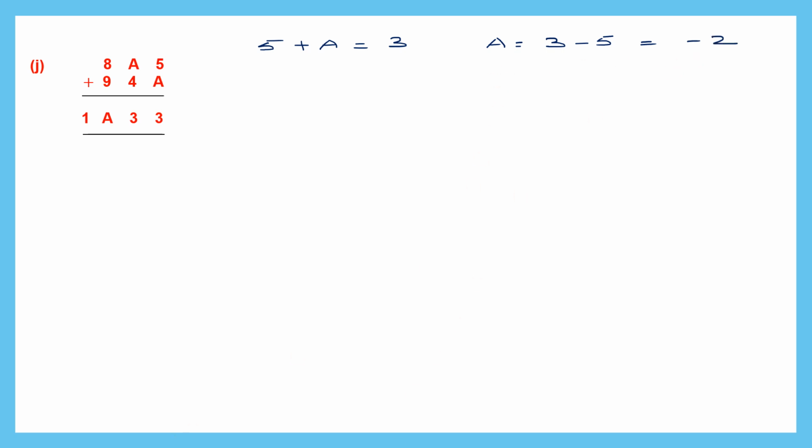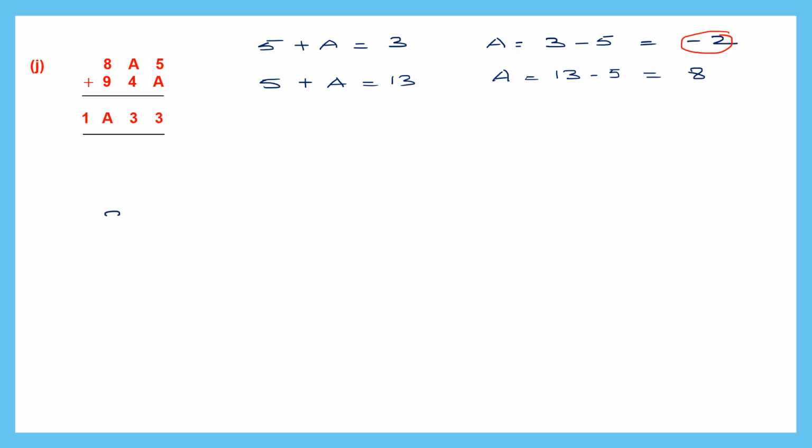It's not possible to put a negative number there. So here we said 5 plus A is equal to 3. Now let's say 5 plus A is equal to 13. So let's try that. Now from this, let's find the value of A. A is equal to 13 minus 5, which is 8. Now according to this, we found A is equal to 8. So let's substitute for A everywhere and let's see whether we get a correct answer.